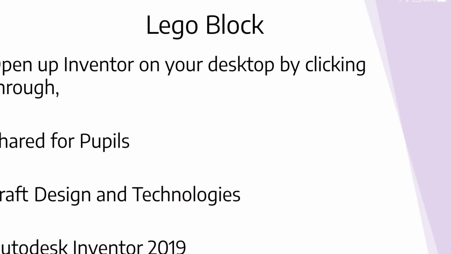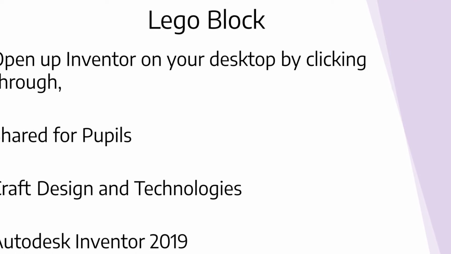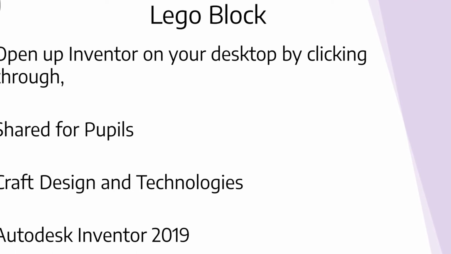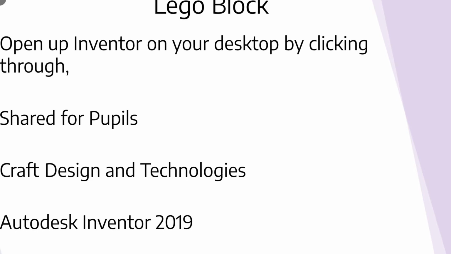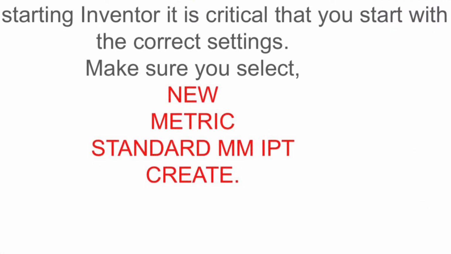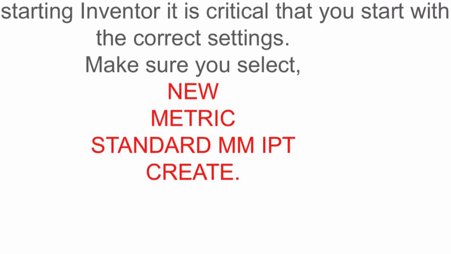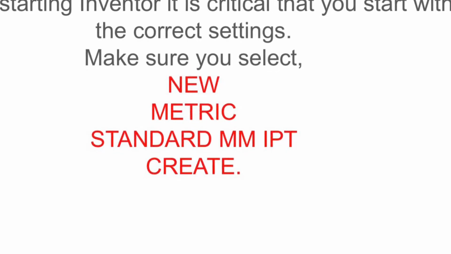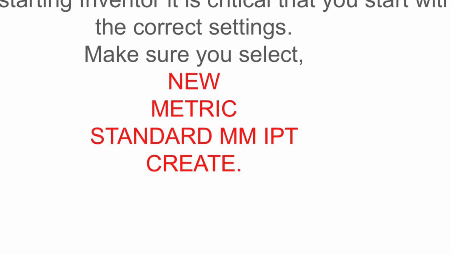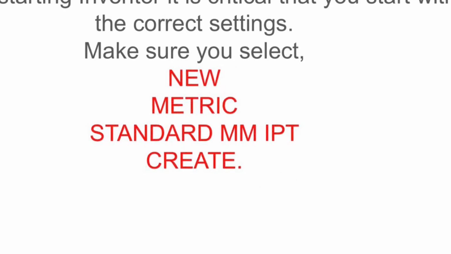Now class, this is where you'll find Inventor. So it's in Share for Pupils, Craft Design Technology, Autodesk Inventor 2019. Click on that. Now it's important that you start Inventor correctly. You start with New, Metric, Standard Millimeter IPT and then Create. And you'll see it coming up here just a few seconds.